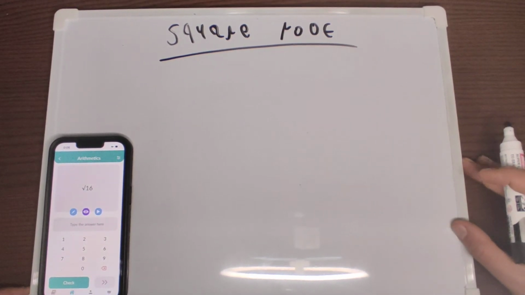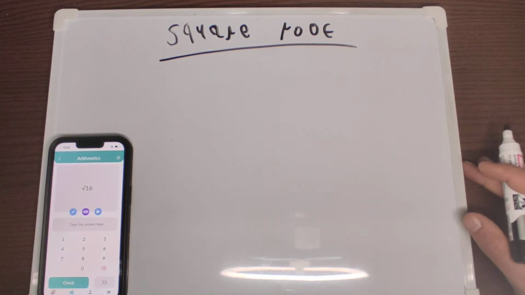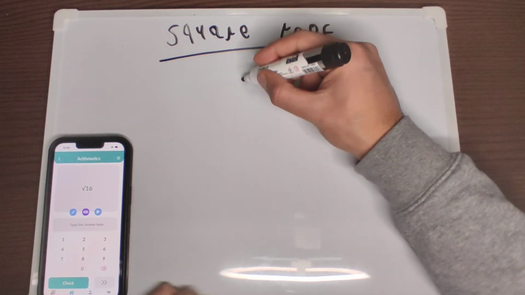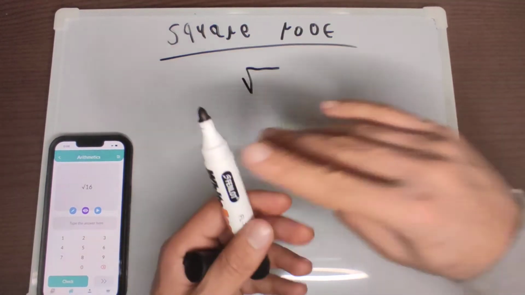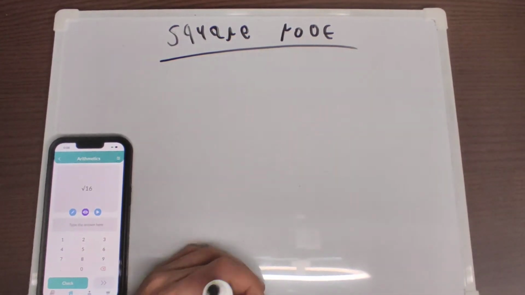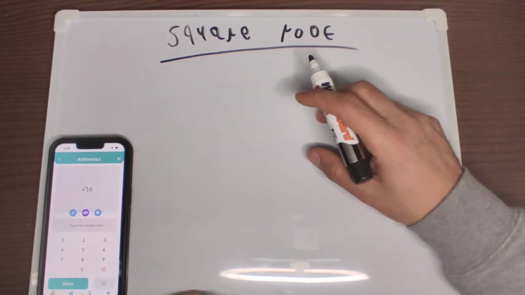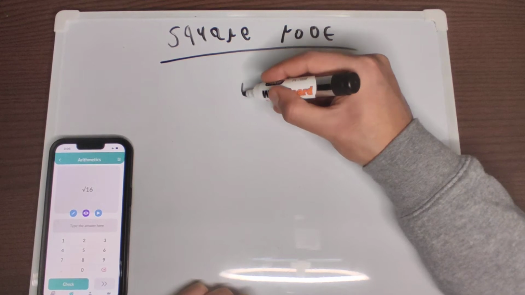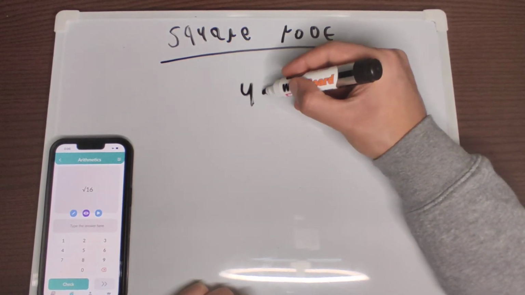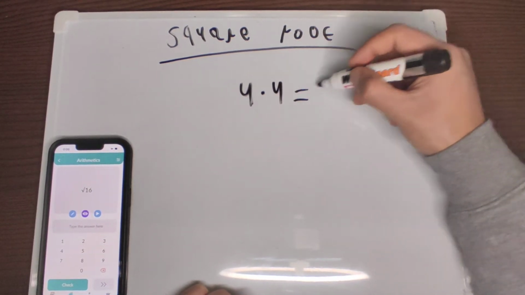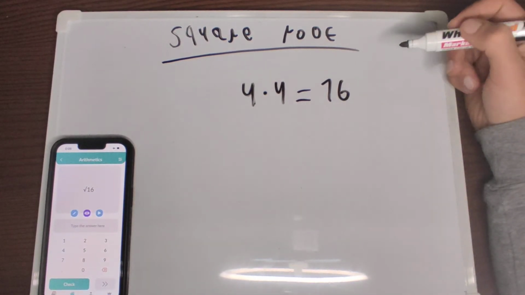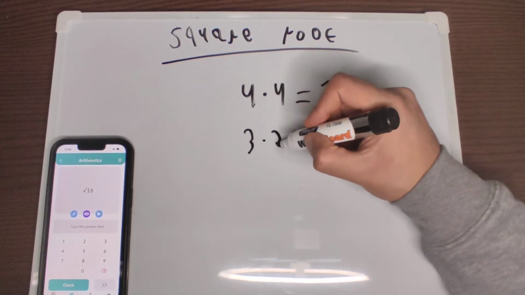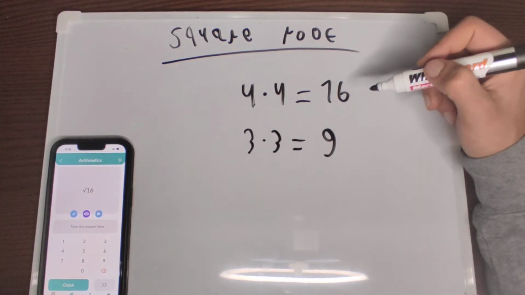Square root. So what is a square root? To learn what a square root is, we will start with another thing. How much is 4 times 4? 16. And 3 times 3 is 9.